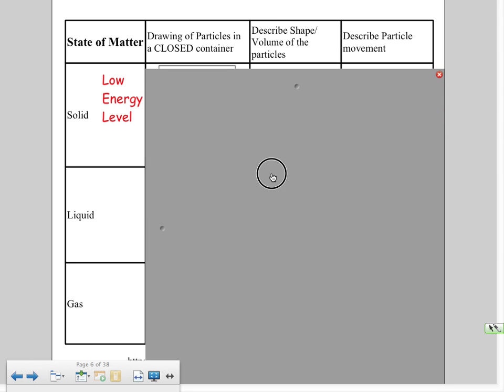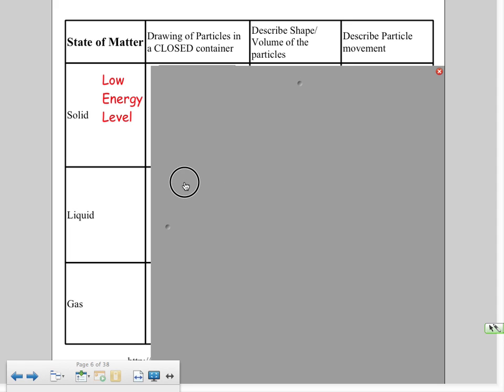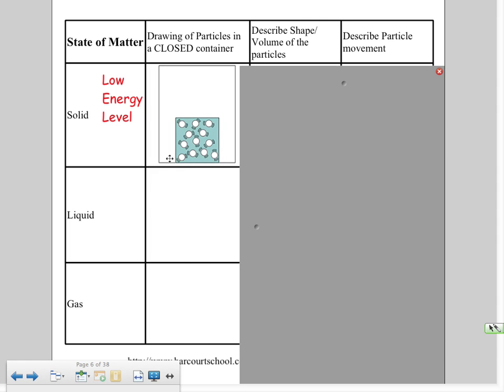Now, for a solid, it has a low level of energy. The atoms are almost still, but they're moving. If you were to look close enough, they are actually moving. This chair that you're sitting on is moving, even though you don't notice it. So, if we were to draw the particles in a closed container, and notice that this is my closed container, if this was my solid, the particles inside of this object would actually be going back and forth, kind of like sitting still, but just going back and forth, back and forth.